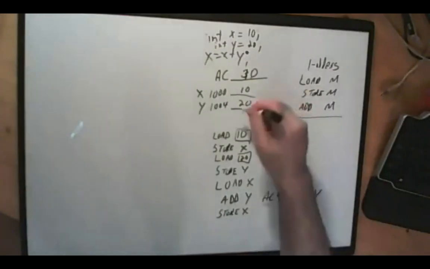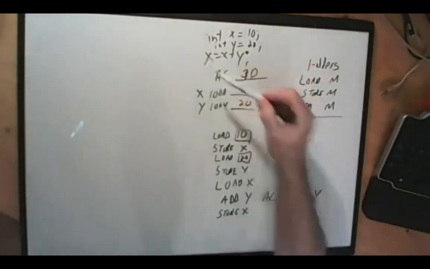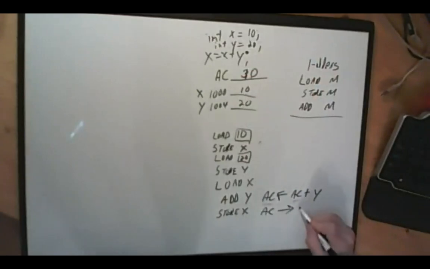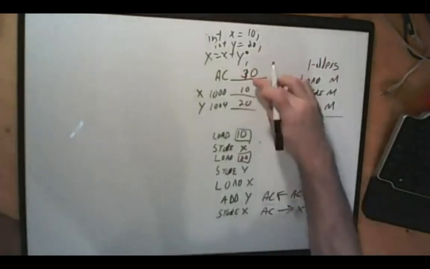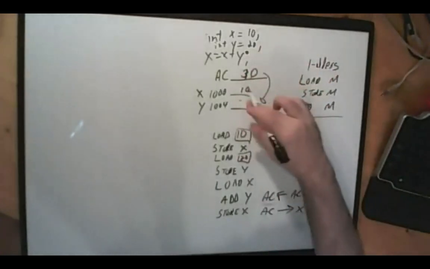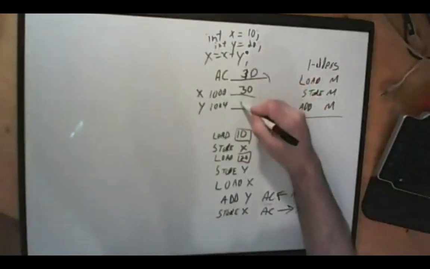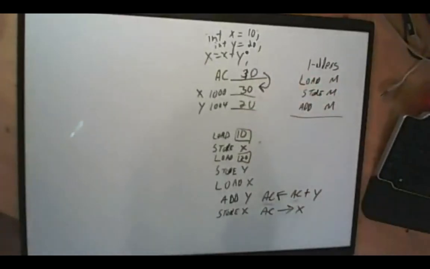And then we could get that result back into X, which is what our high level statement wanted, the result of adding X plus Y back into X, by doing a store of the accumulator back to X. So the store implies that the accumulator goes out to the address that you specified. So this way, back to X. All right, so that's kind of what a single address looks like.